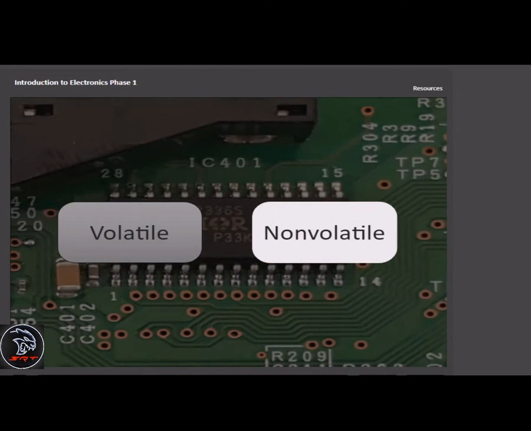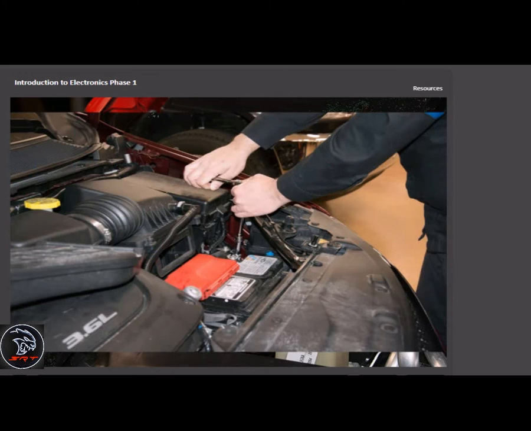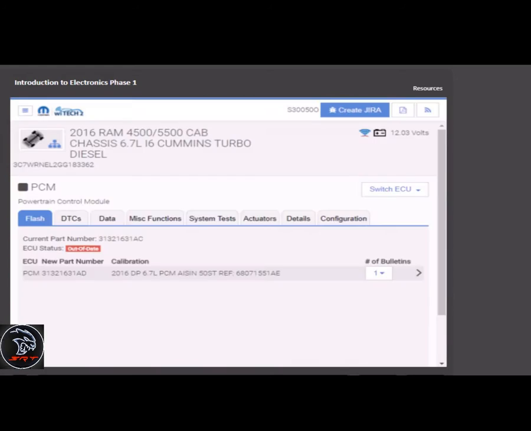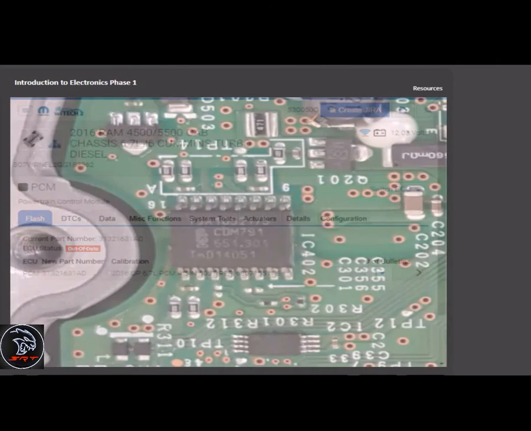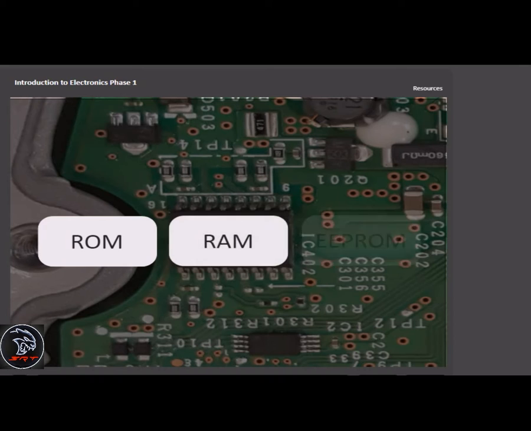Non-volatile memory is not erased when the power is disconnected, so disconnecting the battery or unplugging the module will not erase the memory. Information like the module ID, vehicle identification number, and module flash software are stored in non-volatile memory. Each control module is equipped with three types of memory: ROM, RAM, and EEPROM.